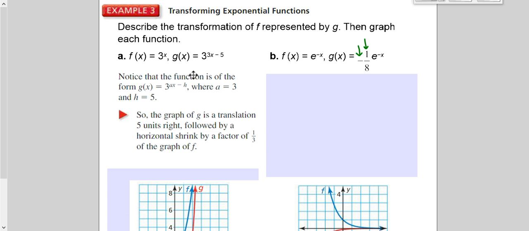Okay. Notice that the function is of the form 3 times 3 to the power of a(x minus h), where a equals 3 and h is 5. So the graph of g is a translation 5 units right, followed by, I usually just write FB, followed by a horizontal shrink of 1/3. Okay, 5 units right, followed by a horizontal shrink of 1/3, the reciprocal. Good. Okay, next one.